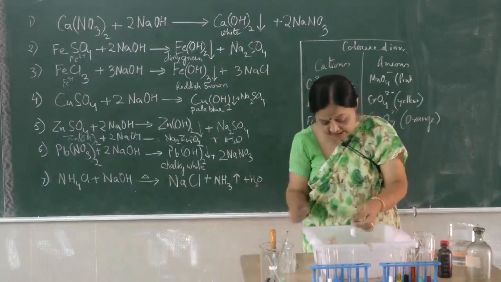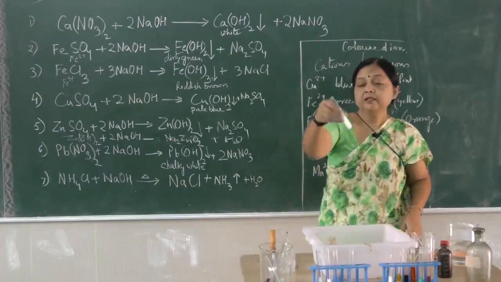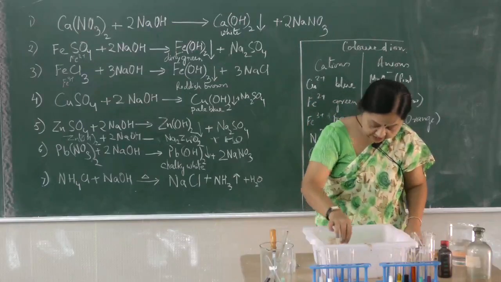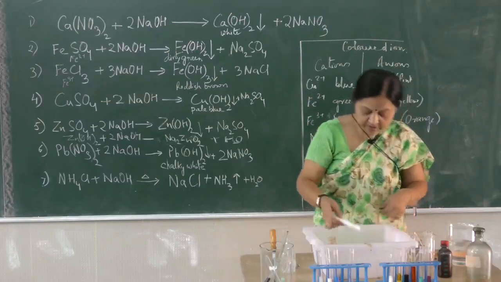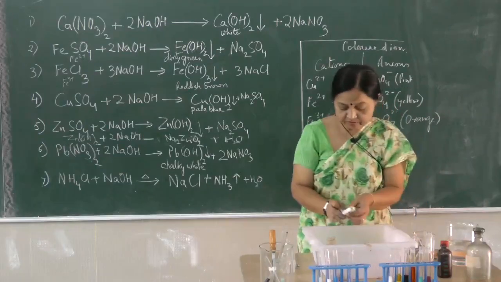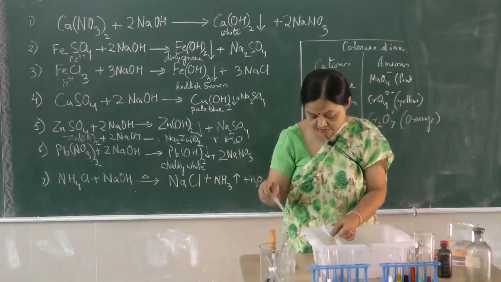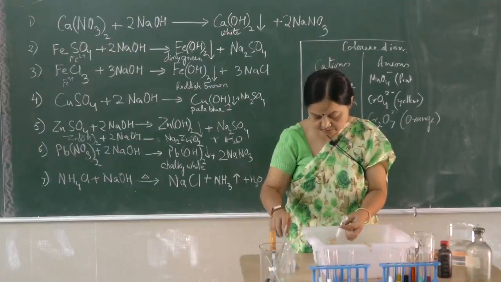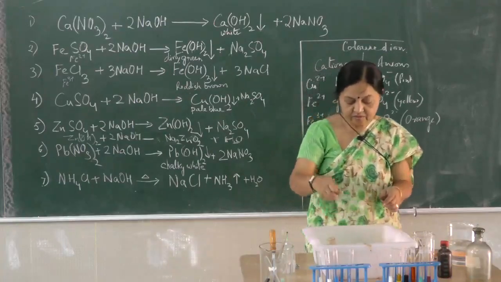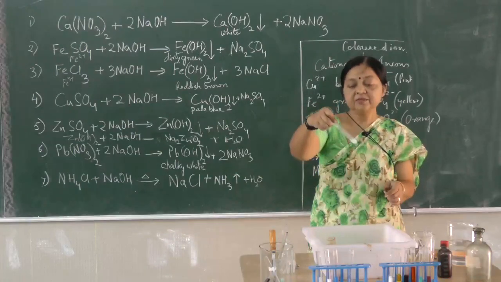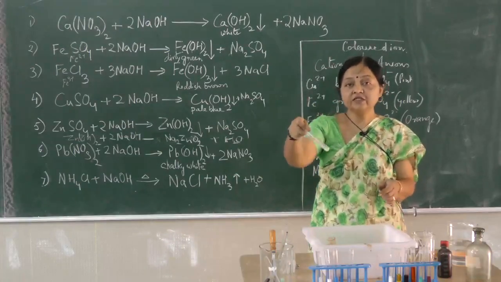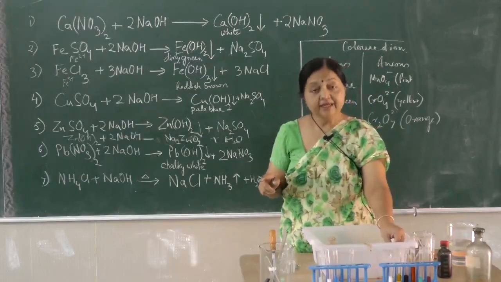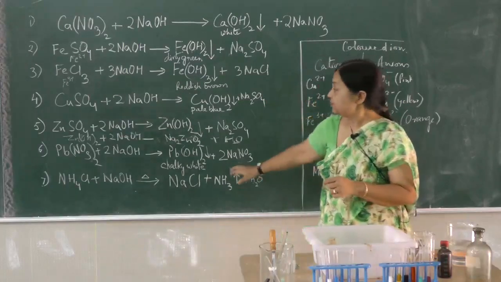So let's see what happens when excess of reagent is added to the precipitate. See, it becomes soluble, it dissolves. So both zinc and lead are soluble in excess of reagent.